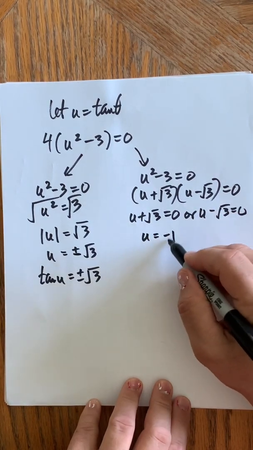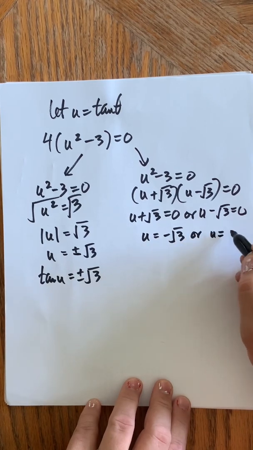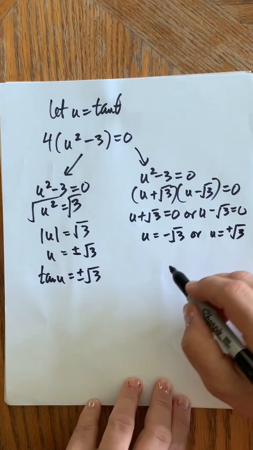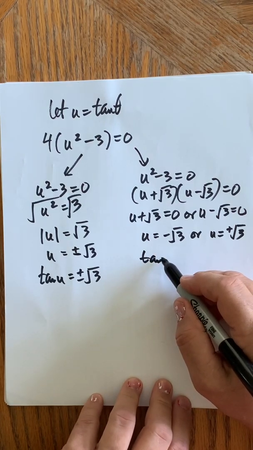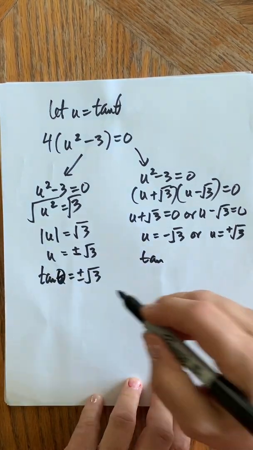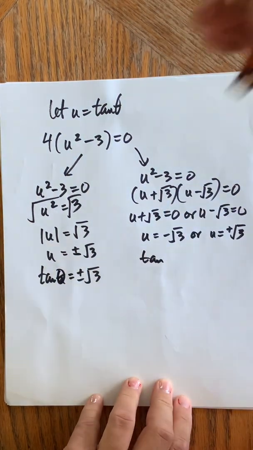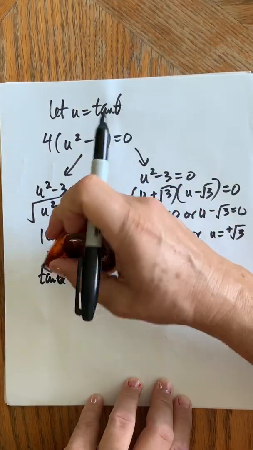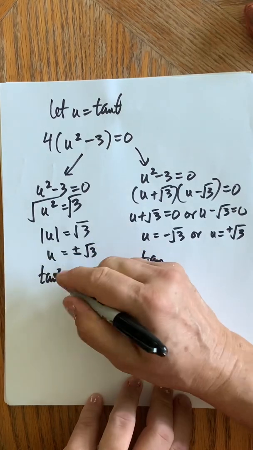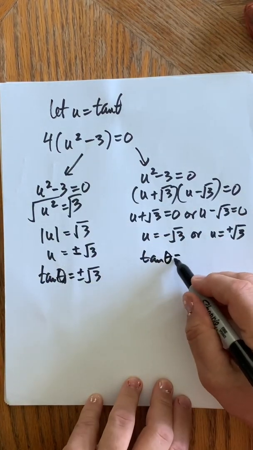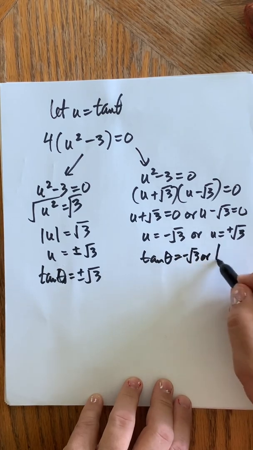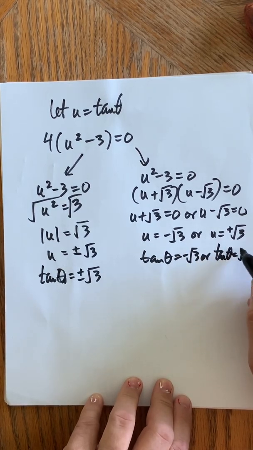So u equals negative square root of 3, or u equals positive square root of 3. We've got the same place, right? And so that really means tangent, oh, sorry, not u, theta here. Tangent theta equals negative square root of 3, or tangent theta equals square root of 3, right?